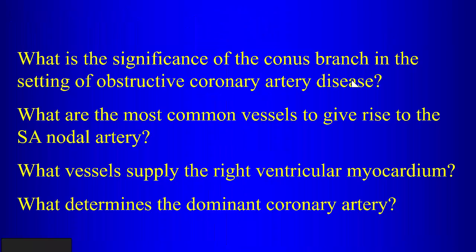So what is the significance of the conus branch in the setting of obstructive coronary artery disease? It forms an anastomosis with the LAD. Yeah, so if there's obstruction of the proximal LAD, this can provide a collateral pathway. It actually has a name. What's the name? Circle of Vieussens, right. The circle of Vieussens is that collateral pathway, right? From the conus branch to the LAD, if there's obstruction of the proximal LAD.